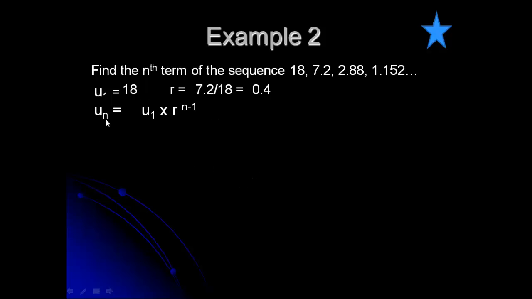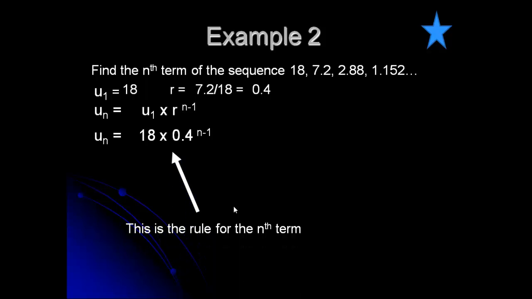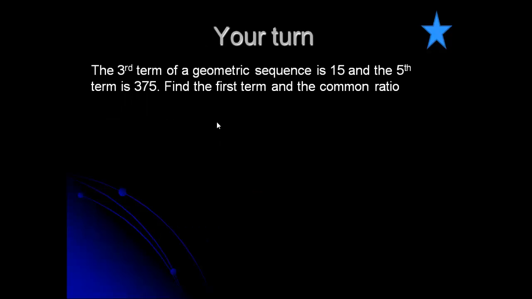So the nth term formula is 18 times 0.4 to the n minus 1. And we can't do any more than that. We have our rule for the nth term. Okay, your turn. Try and work this one out. Might need a little bit of thinking about. If you can do this, then you're well prepared for the lesson. Pause the presentation. If you're struggling, I will be giving a step-by-step guide through it, but try and answer it just from here.